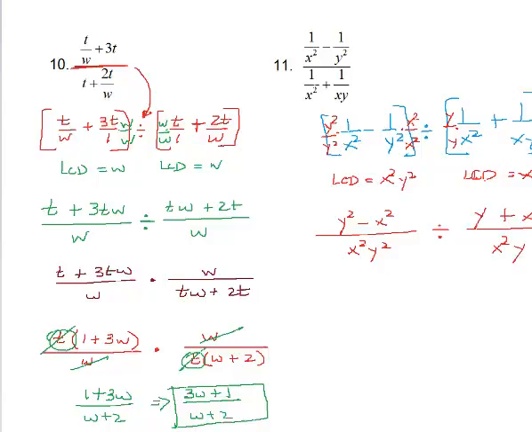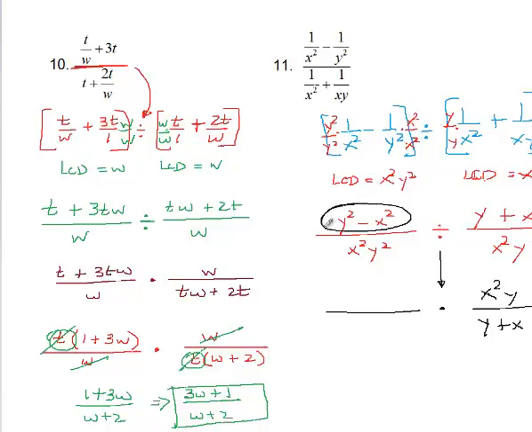Now, remember, this is, of course, dividing. So the first thing I'm going to do is change this to multiply and flip the back fraction, which is x squared y over y plus x. This one stays the same. Now I'm also, because of lack of space here, going to do one step right away.